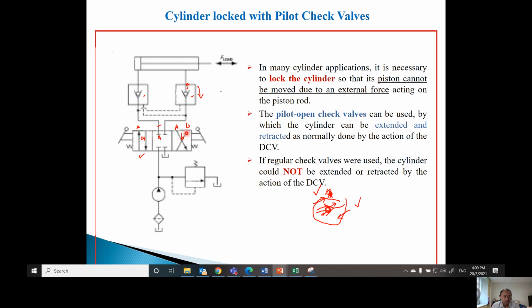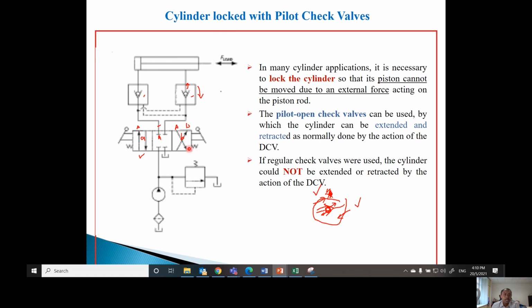To retract the cylinder, you have to activate position B. Now you can have the flow going through port B, and the cylinder will retract. The pilot line will open the check valve, and the check valve will allow the flow to the tank from A to T. So even though the purpose of this circuit is to lock the cylinder, we also want to make sure that we can extend and retract the cylinder when it is necessary.